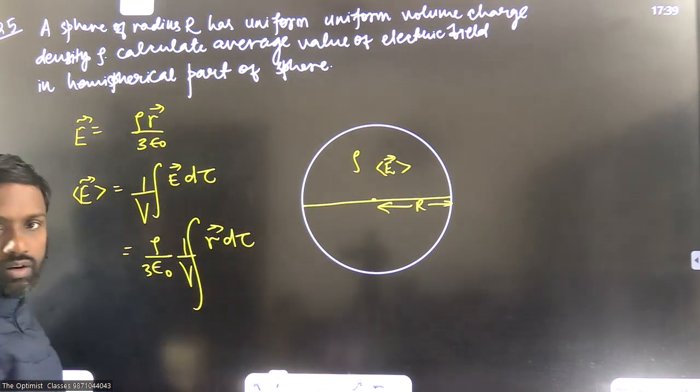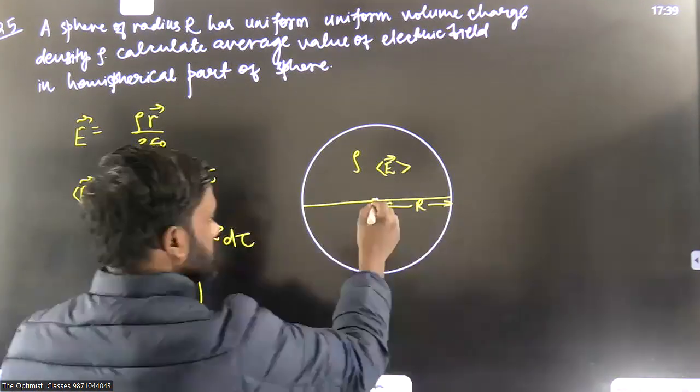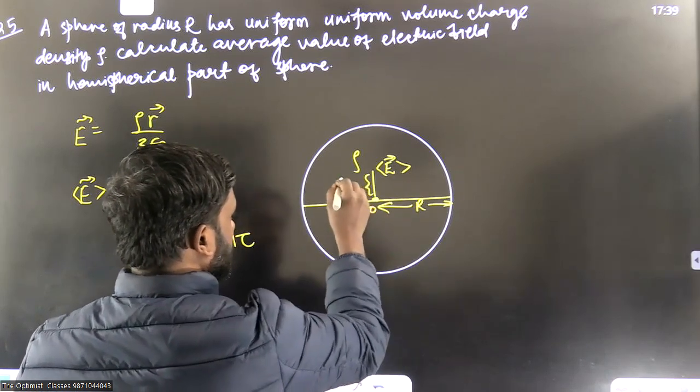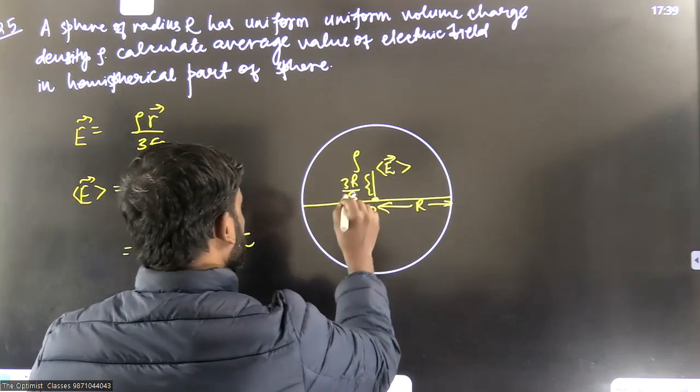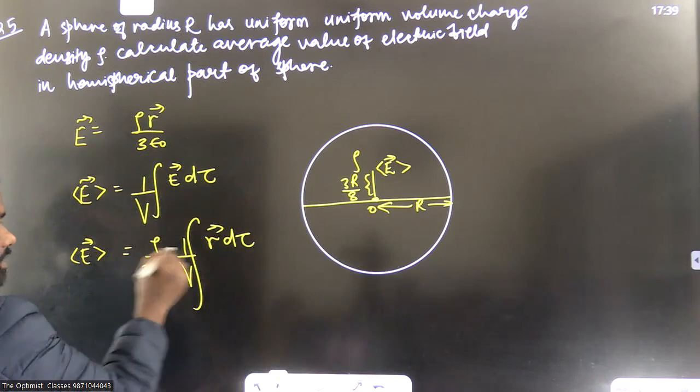See, the integral of r vector d tau divided by volume is nothing but the center of mass of the hemisphere. If you take this as origin, we know that the center of mass of this hemisphere lies at a distance of 3r by 8. Therefore, this answer, E average, is nothing but 3r by 8.